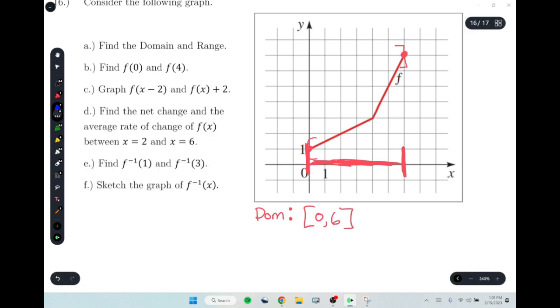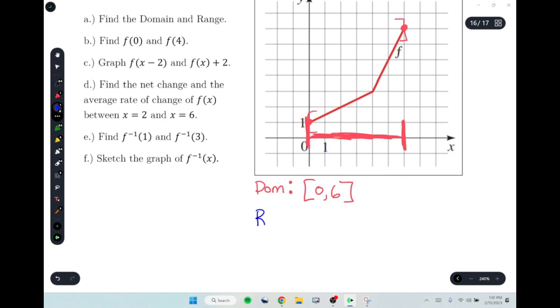1, 6. Your range starts right here, right? And it goes up to here. And if you want to visualize it, it looks kind of like that, doesn't it? 1 to 6.